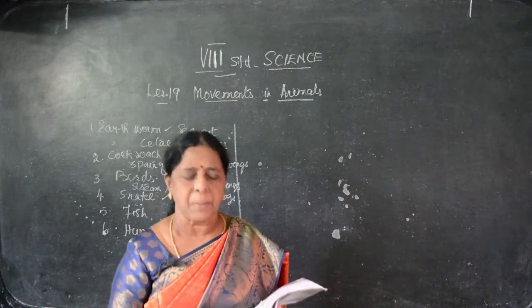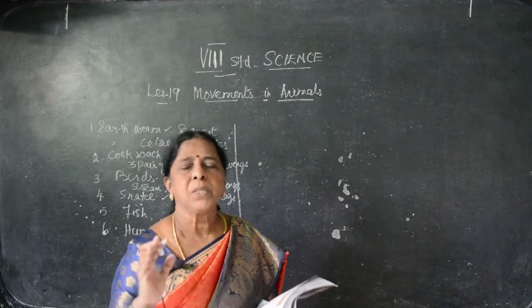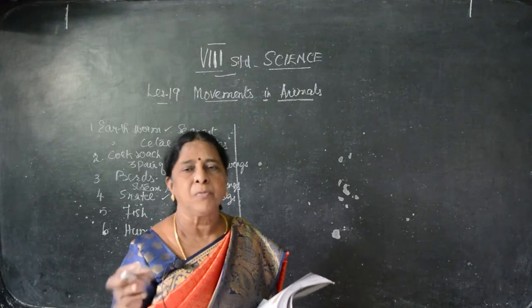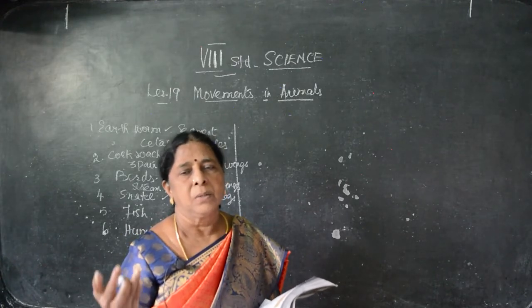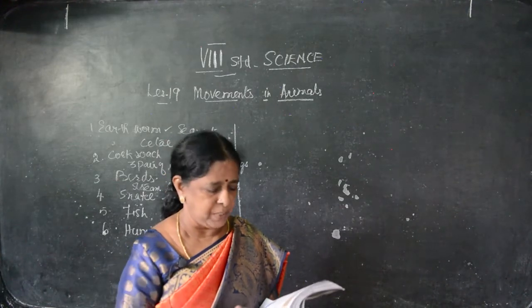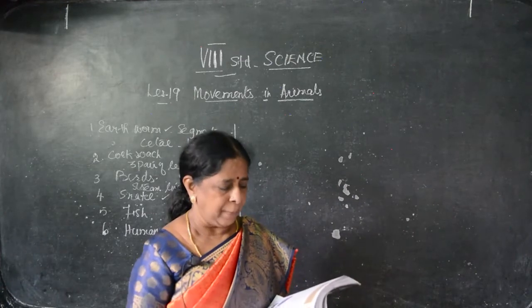Birds have special flight muscles and the forelimbs are modified into wings. So what are the 2 extra characteristics there? That is flight muscles, and then the forelimbs are modified into wings. Modified means what? Changed into wings. And it has a long tail and feathers that cover the body.